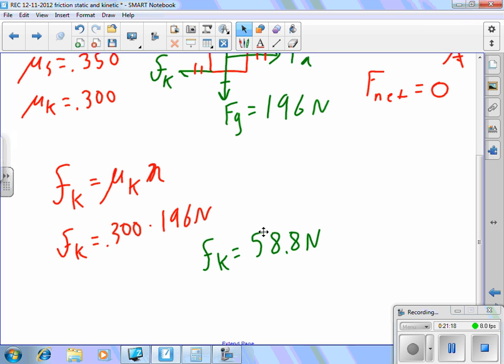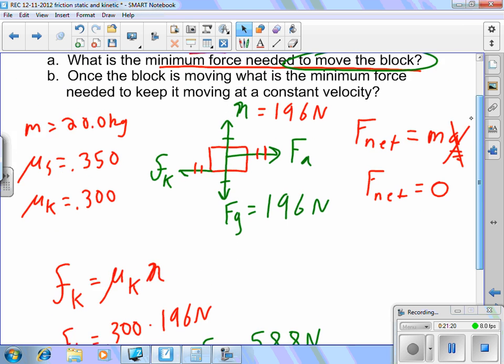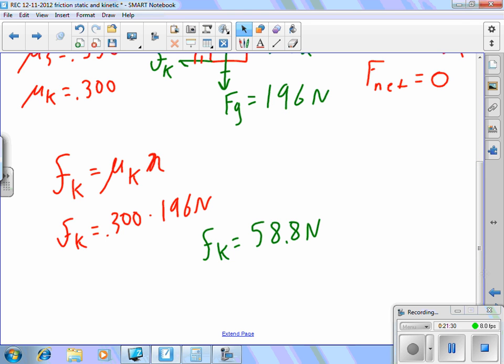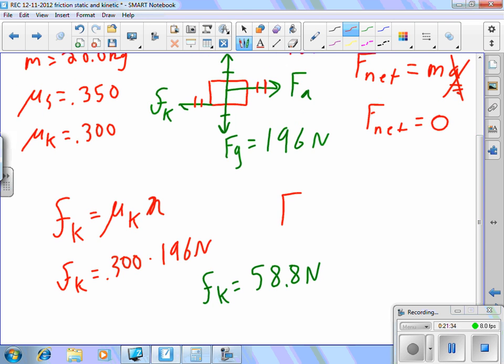And you'd think you'd be done. But the question said, once the block is moving, what's the minimum force needed to keep it going? It doesn't ask what's the value of kinetic friction. So I may have found the value of kinetic friction, but the important thing to say is that the force applied must be equal to 58.8 newtons. Now that's to keep it moving.